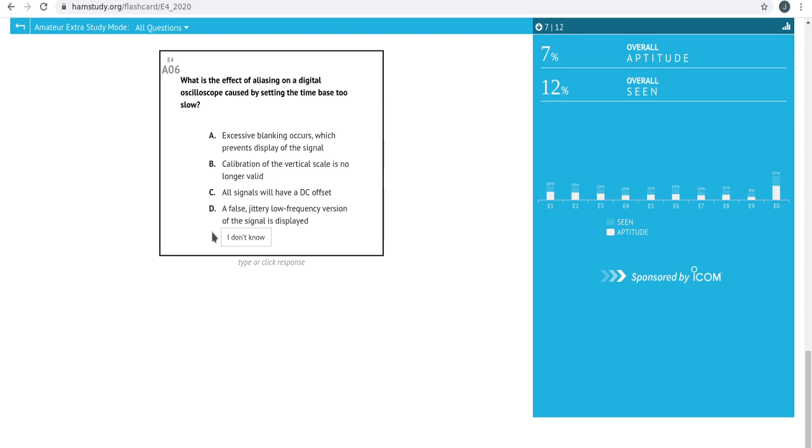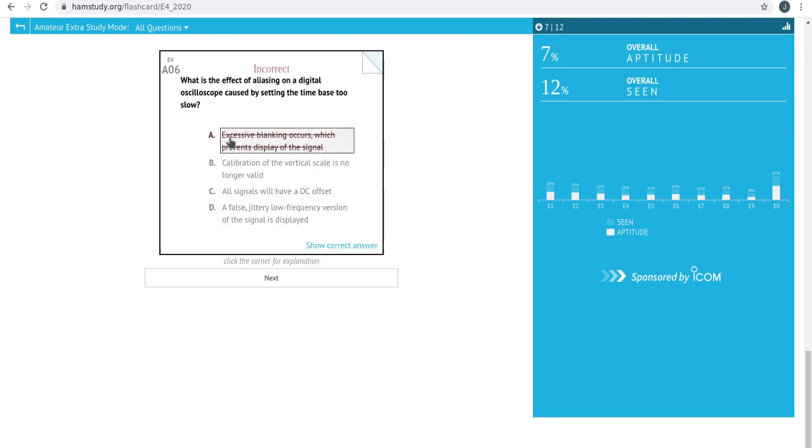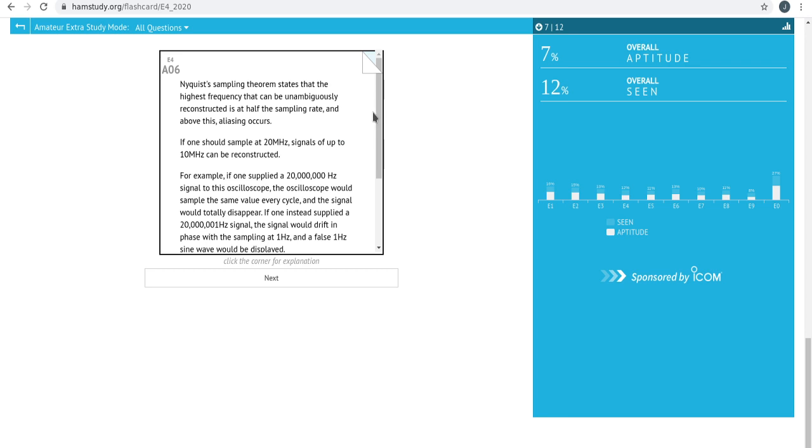Offhandedly, I think it's going to be A. Okay, let's try A. I was thinking D, that it's going to be a bad jittery signal. And D is correct. A false, jittery, low frequency version of the signal is displayed. Interesting.